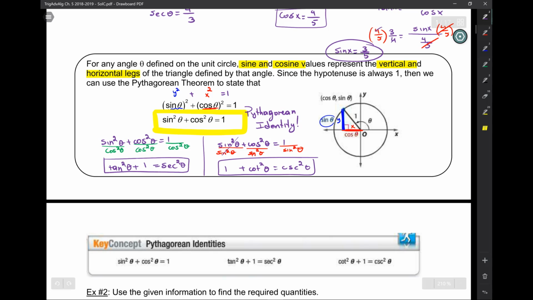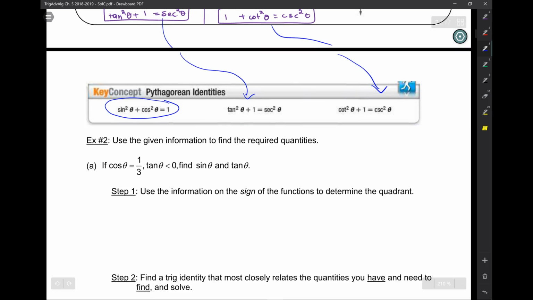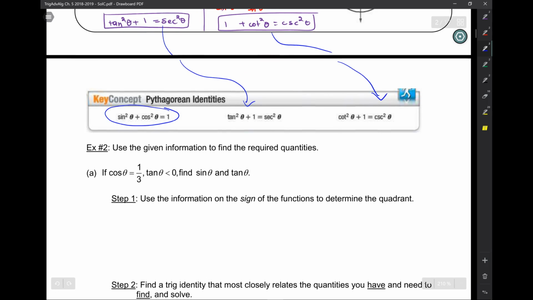Now look at what I've done. I started with this identity. I divided everything by cosine squared and I got this identity. Then I divided everything by sine squared and I got that identity. These three are buddies. These are the three Pythagorean identities, and we can use them to find ourselves mighty good stuff.